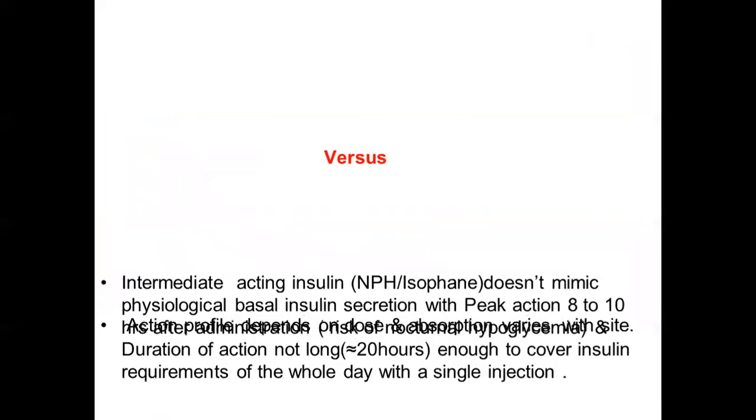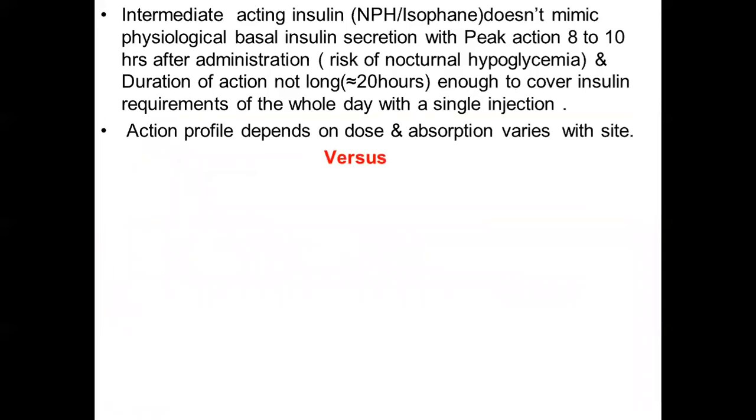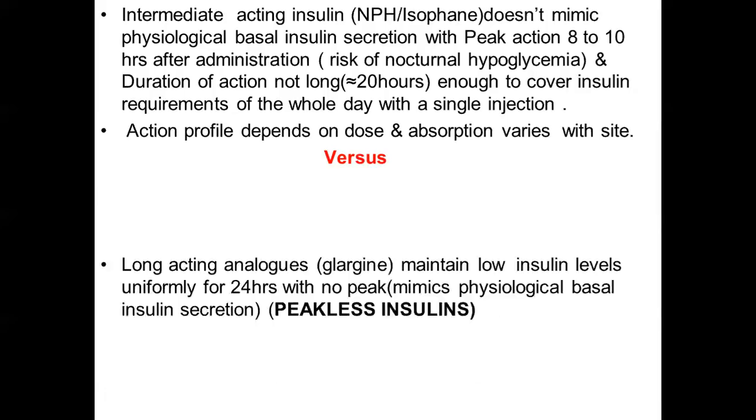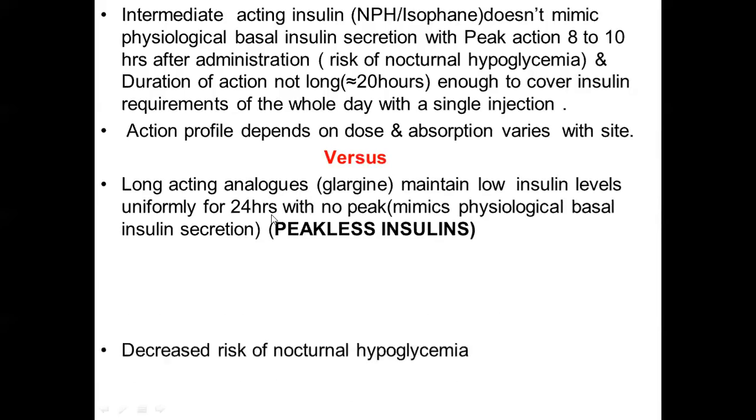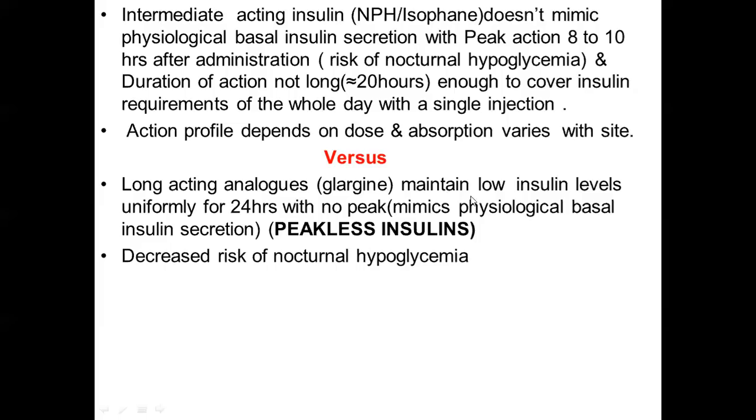Similarly, you have the intermediate acting insulin. I told you again, it does not mimic the basal physiological secretion. And here you have glargine, the analog, which will maintain low insulin levels uniformly for 24 hours with no peak.